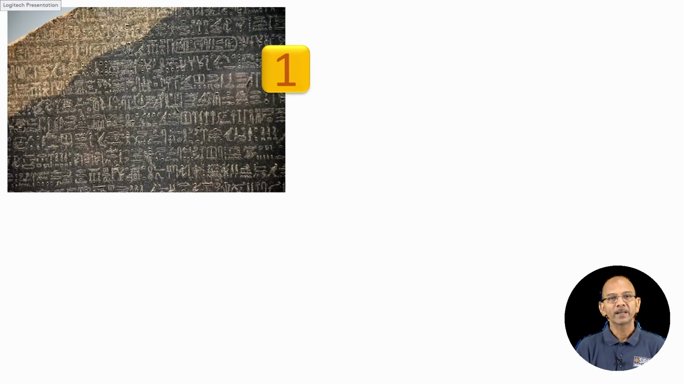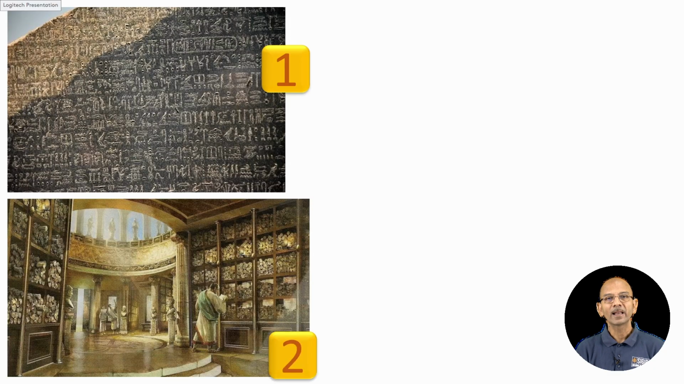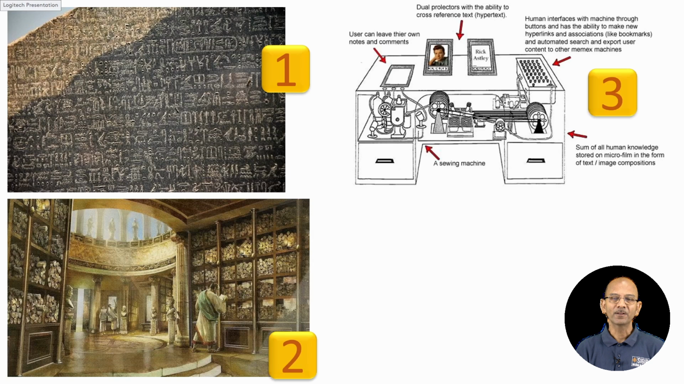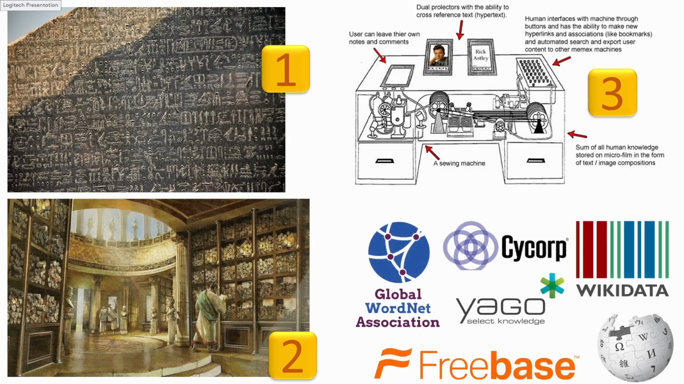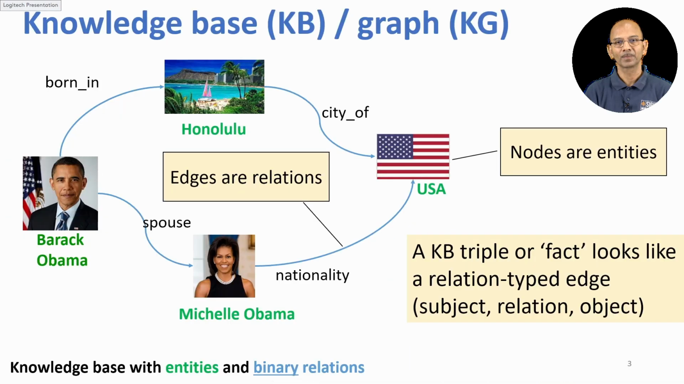From the ancient times, the Rosetta Stone, the library in Alexandria, to Vannevar Bush's vision of the Memex machine, humans have tried to organize knowledge in one form or another. In recent times, in computers, that has taken the form of knowledge graphs, such as Cyc, WordNet, Freebase, and Wikidata.